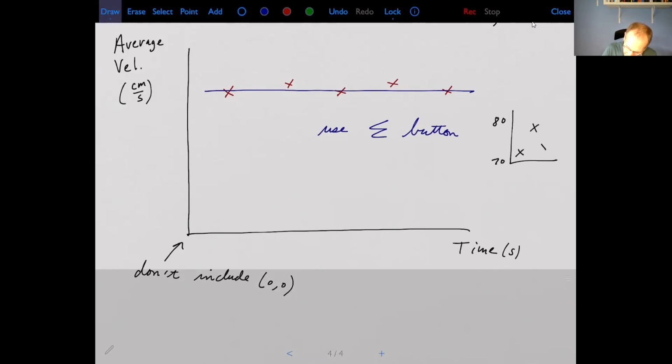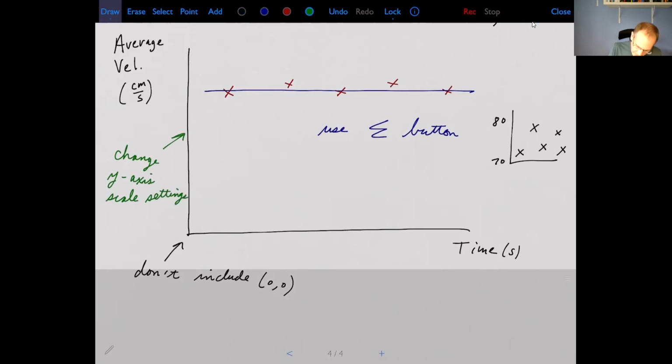So let's say these are your 5 values. If it zooms in, it doesn't look like it's linear, because it's zooming in from 70 to 80. So what you need to do is change the axis scale settings. So you need to change the y-axis scale settings.